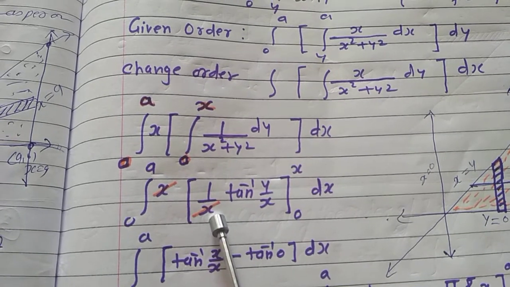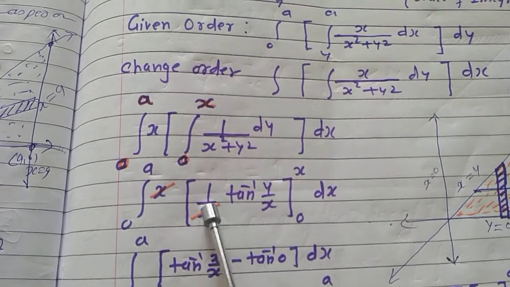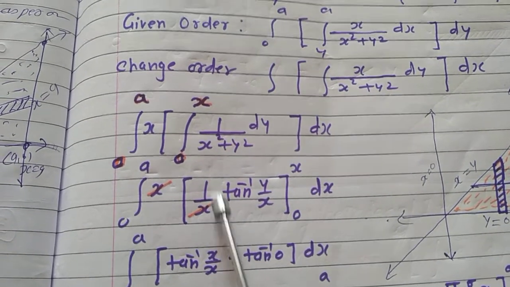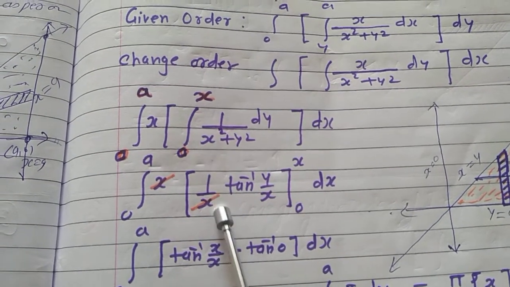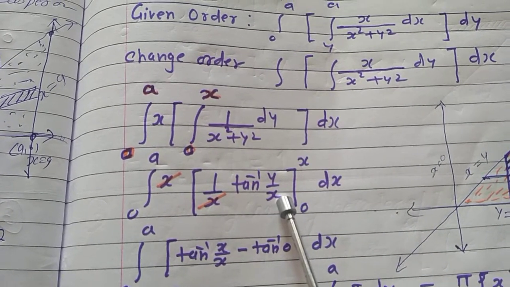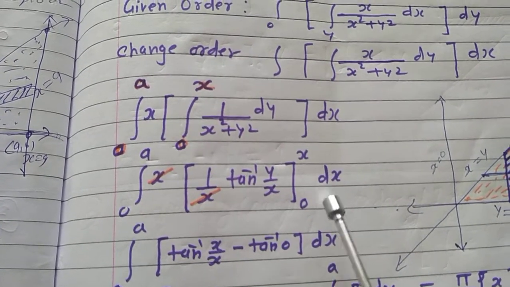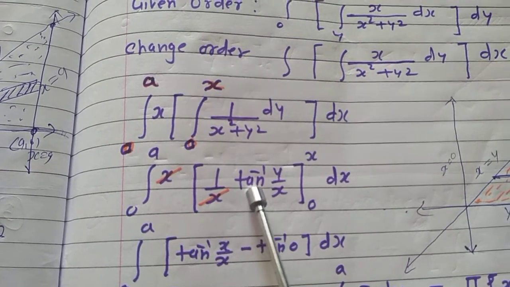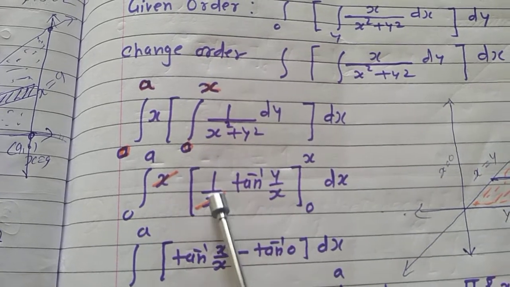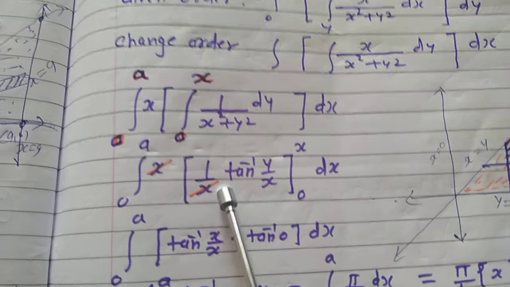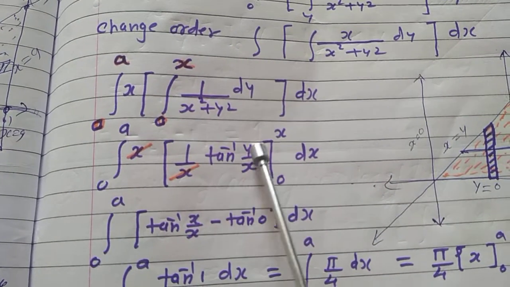So what is the integration of 1 upon y square plus a square with respect to y? This is 1 by a tan inverse y by a. What is a in this problem? A is x, because with respect to y, x is constant. That's why I have written 1 by x tan inverse y by x, upper limit x, lower limit 0. Now this x cancels, because I want to put the limit in place of y, where x is constant. That's why this first x and this inner x cancel. So your problem becomes only tan inverse y by x.